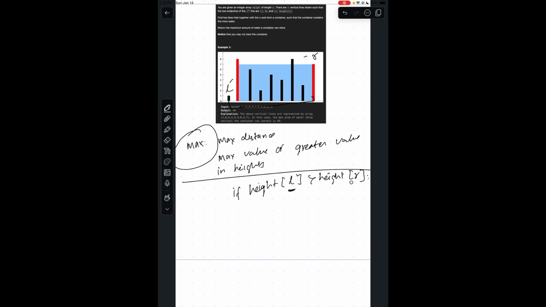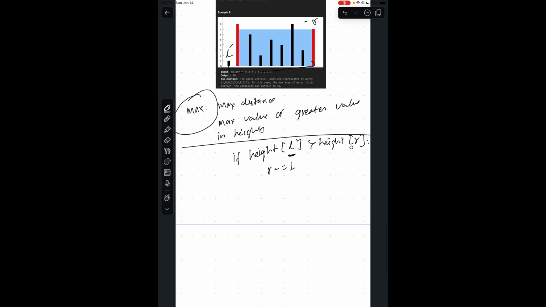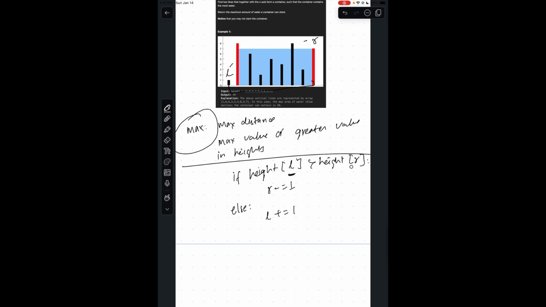So what we can do is we reduce the R. Why we reduce the R? I will explain. Like in another condition we increase the L. So I will explain both of the conditions. In this case we have R value higher than the left value. So why do we increase the L value?